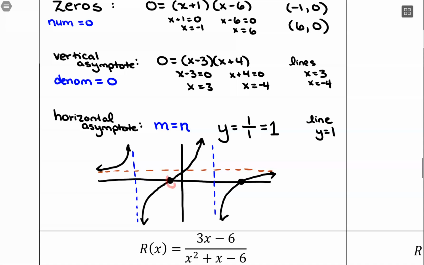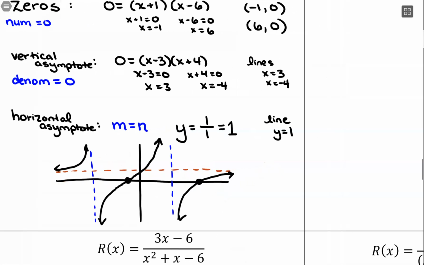So putting it together, we have the zeros as coordinates, vertical asymptotes as these barriers that we cannot cross, and then this horizontal asymptote that we can cross in the short run behavior, but then in long run behavior, we should be seeing our function approach that horizontal line.